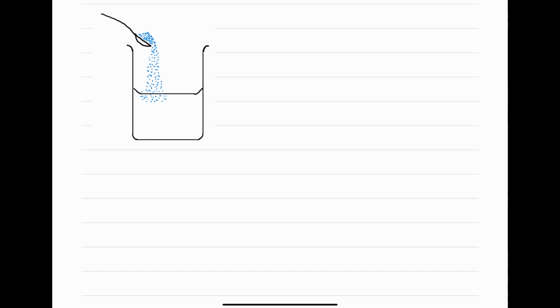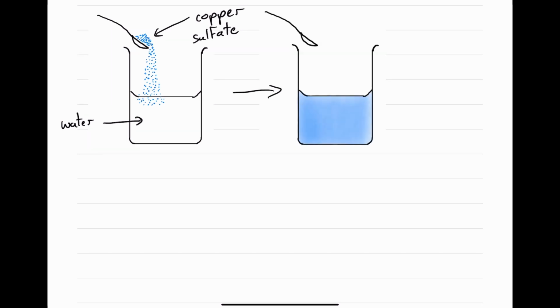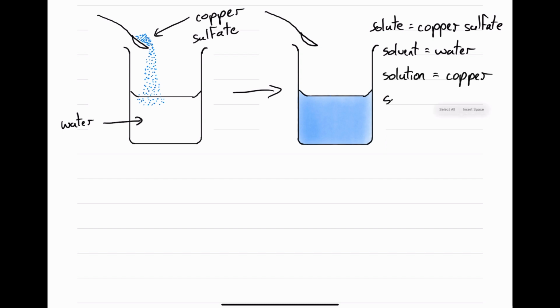If we add blue copper sulfate crystals to water, then a blue solution of copper sulfate is formed, something that looks like this. In this example, the solute would be the copper sulfate, the solvent would be the water, and together they would form a copper sulfate solution. We can say that we now have aqueous copper sulfate. Aqueous means the substance is dissolved in water.